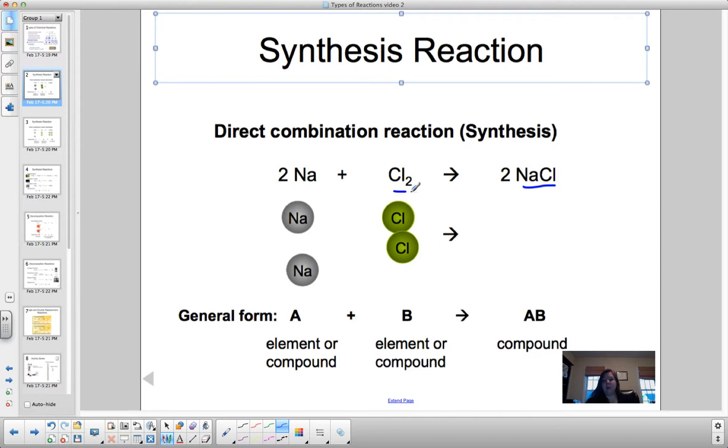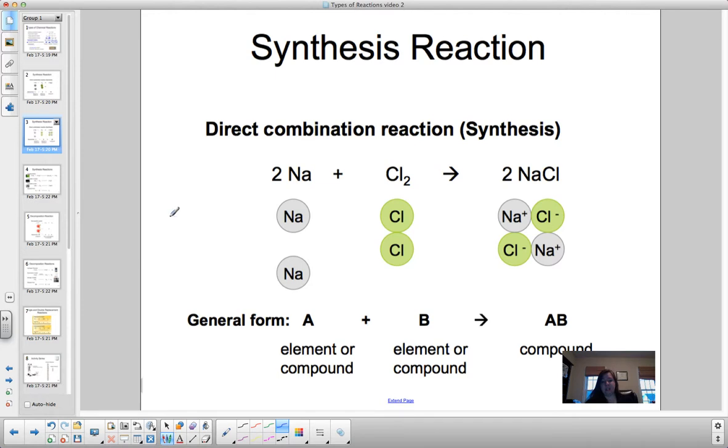Remember Cl2, that's a diatomic element, so it only comes in 2 atoms of chlorine. Because we know that this was 2 chlorines, we had to come over here and make this into a 2, so we got the 2 chlorines. As a result, we gave ourselves 2 sodiums, so to indicate that, we're going to go back here and give ourselves 2 sodiums here. Once again, the general formula is A plus B yields AB. So you get an element or a compound of one, an element or compound of another to become a compound.